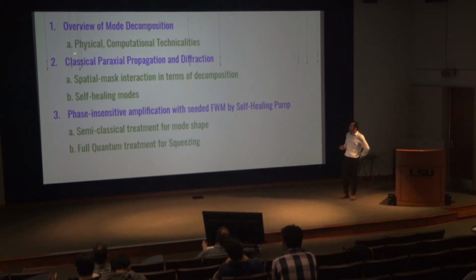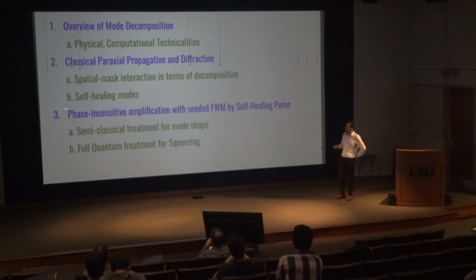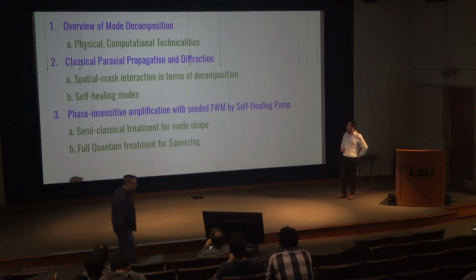And second, I'll be talking about basic classical diffraction theory of apertures for paraxial beams, but in terms of this mode decomposition theory, such that I'll be talking about some matrices which represent the interaction with spatial masks or turbulence, and then I'll be talking about some special type of paraxial modes called self-healing modes.